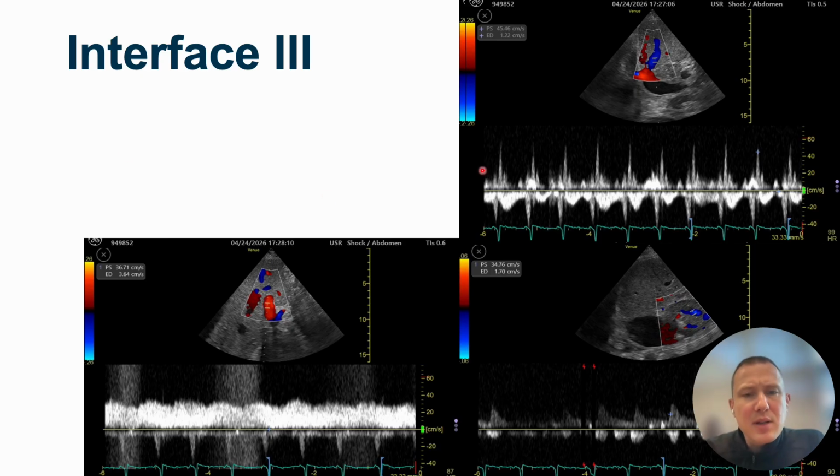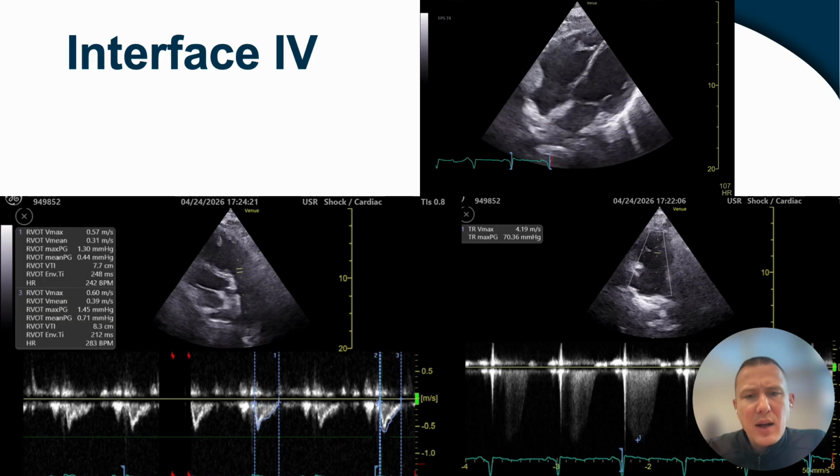When we look at interface number 3, we saw that he actually has a relatively normal looking hepatic vein tracing, mostly forward flows. His portal vein had pulsatility that was less than 30%, and the kidneys had S and D waves, so overall findings concerning for mild congestion.